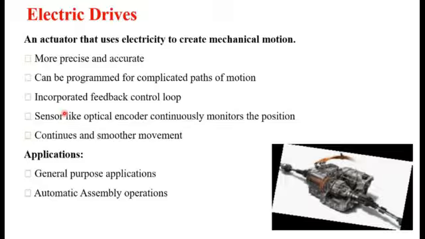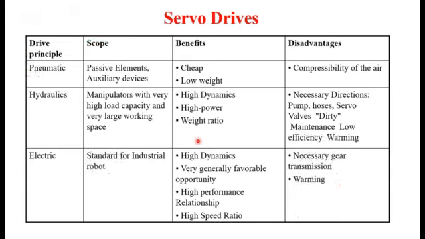Then they incorporate a feedback control loop. Sensors like optical encoders continuously monitor the position of the robot, and it can be controlled very easily. Then continuous and smoother movements are there. Applications of these electrical drives are general purpose applications and automatic assembly operations. Here, servo drives. So pneumatic, hydraulic and electrical drives, their scope, benefits and advantages are explained here.